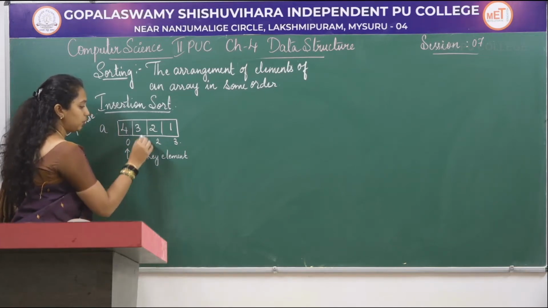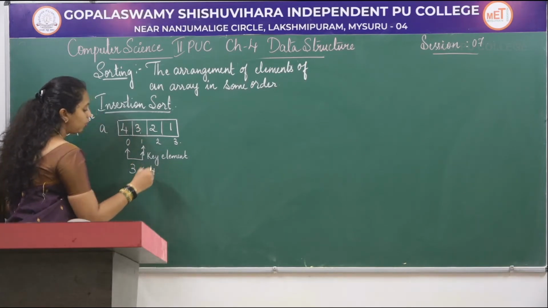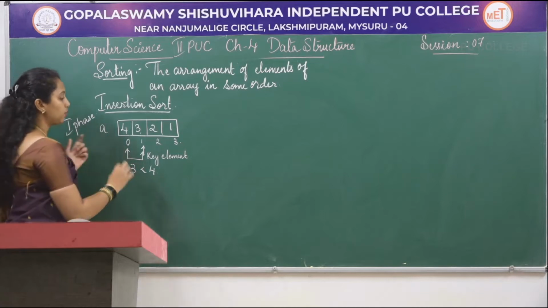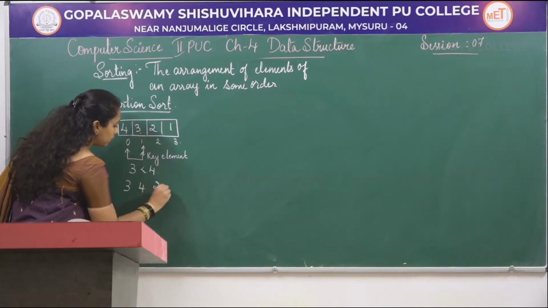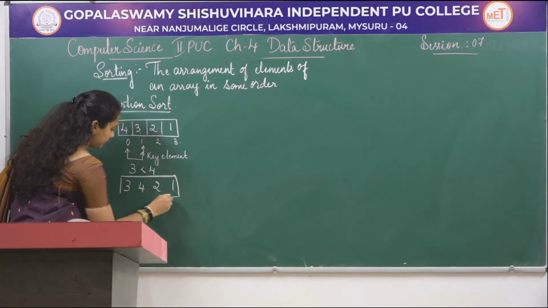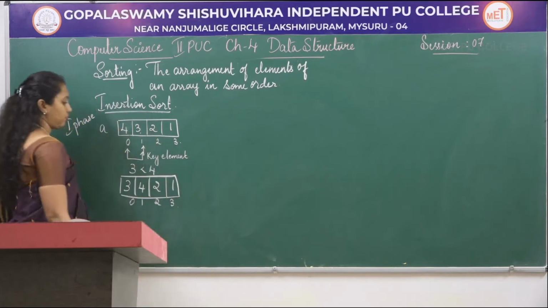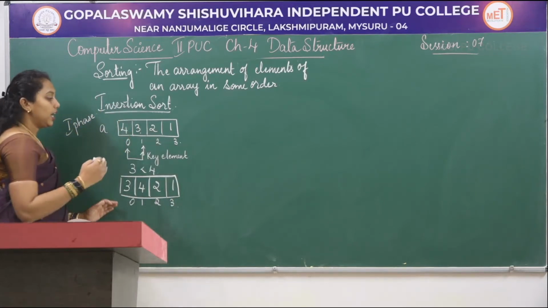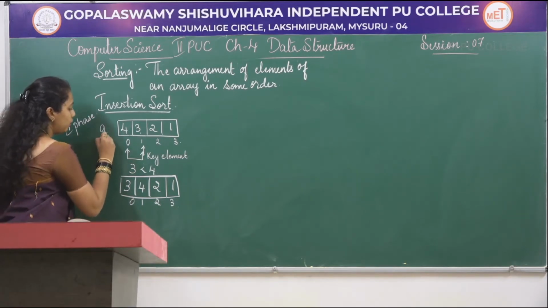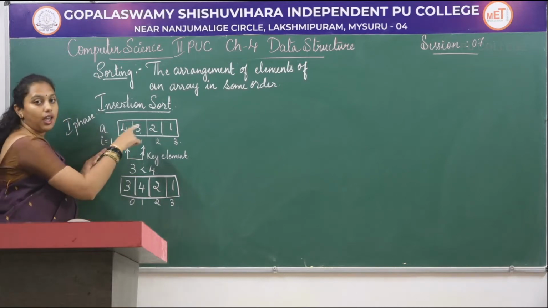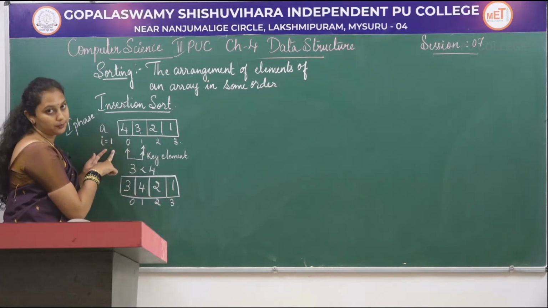Here we are checking whether 3 is less than 4 or not. 3 is less than 4, hence we have to swap the elements, that is 3, 4, 2, 1. Next, in the next iteration, I gets incremented. Here the value of I is 1. Why is it 1? As the comparison starts from the first position, the value of I is 1.